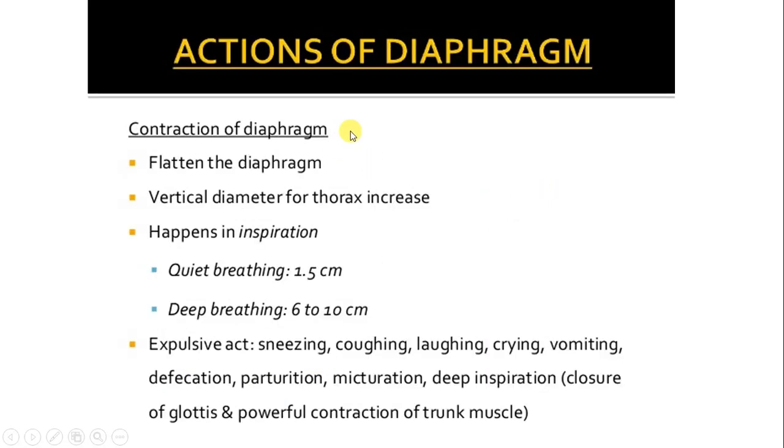Action: when it contracts, it flattens the diaphragm. The vertical diameter of the thoracic wall increases, which helps in inspiration. Quiet breathing, 1.5 centimeter movement. Deep breathing, 6 to 10 centimeter movement occurs. Depression of the diaphragm.